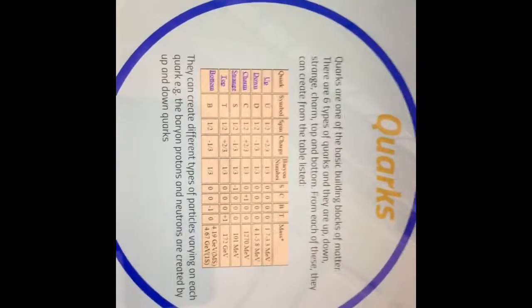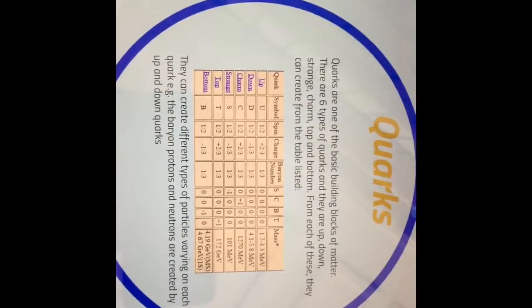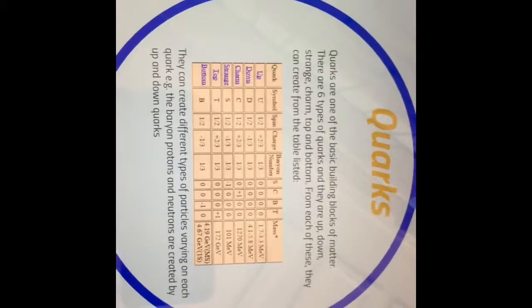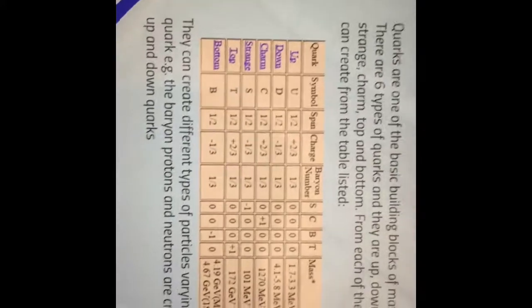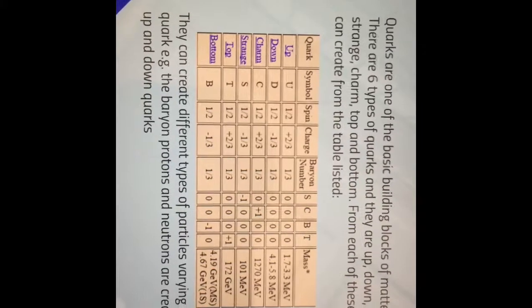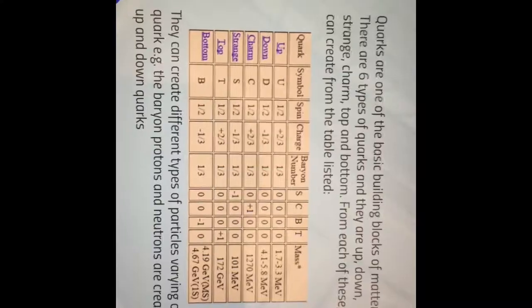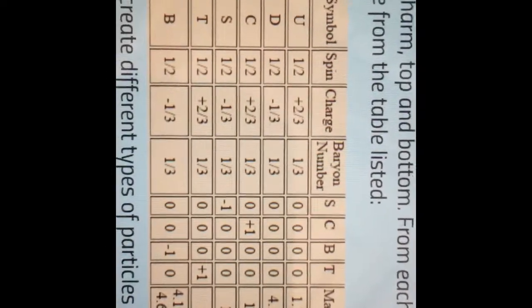Quarks. Quarks are one of the basic building blocks of matter. There are 6 types of quarks, and they are up, down, strange, charm, top and bottom. From each of these they can create from the table listed. They can create different types of particles varying on each quark, e.g. the baryon protons and neutrons are created by up and down quarks, as shown.